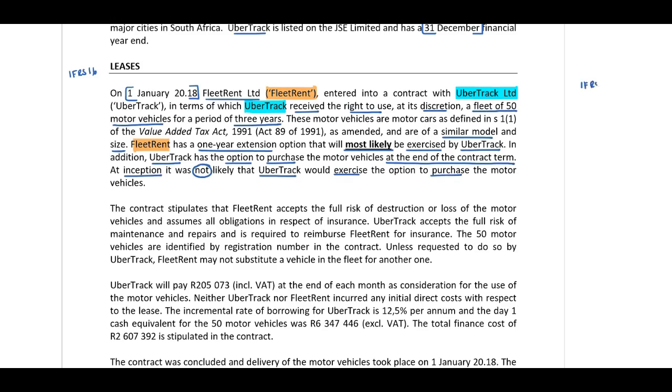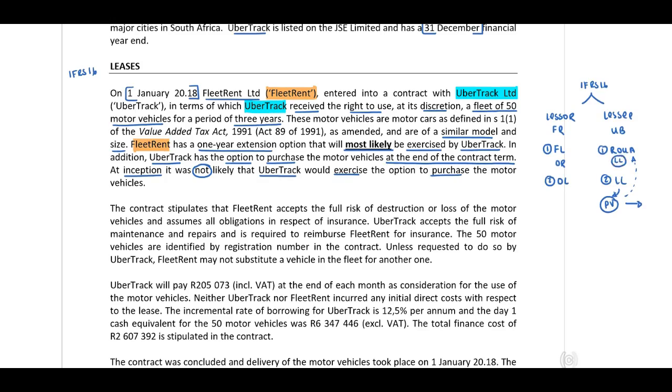When we look at our principles in terms of IFRS 16, remember, in the records of our lessor, which will now be Fleet Rent, Fleet Rent will have to recognize either a finance lease or an operating lease. In the records of our lessee, which will be UberTrack, UberTrack will recognize the right of use of the asset and our lease liability. Remember, lease liability will be the present value of the future minimum lease payments, and we need to use this to be able to determine what is our right of use of our asset.